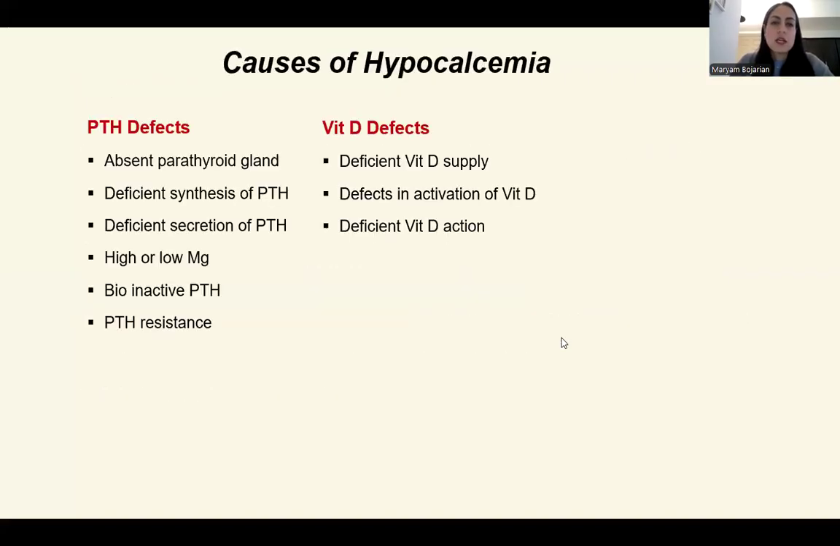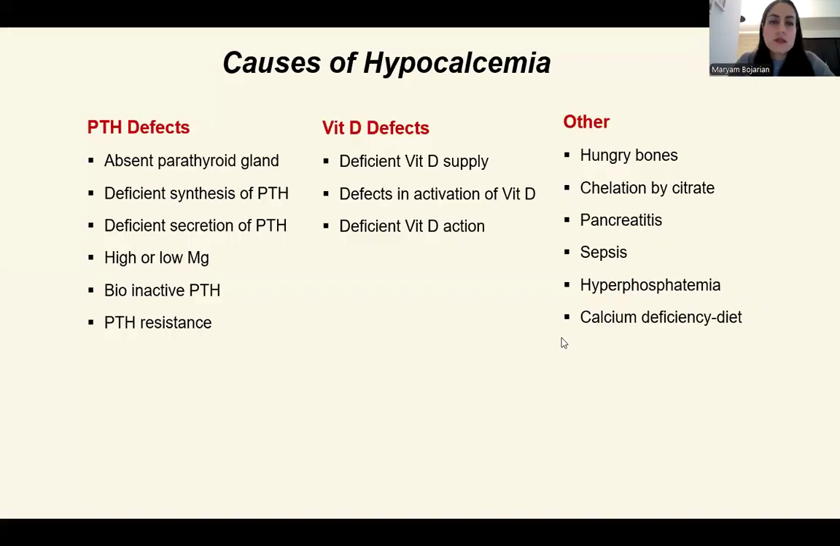Okay, so let's talk about causes of hypocalcemia. We can have three different categories. First, PTH defects. In this category, we can have absent parathyroid glands, for example in the setting of surgery. We'll talk about each of them in the next slides. We can have deficient synthesis of parathyroid hormone, deficient secretion of parathyroid hormone, high or low magnesium, bioinactive parathyroid hormone, or parathyroid resistance.